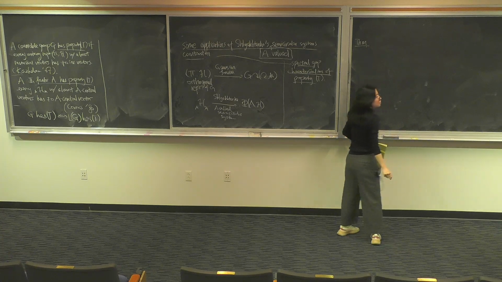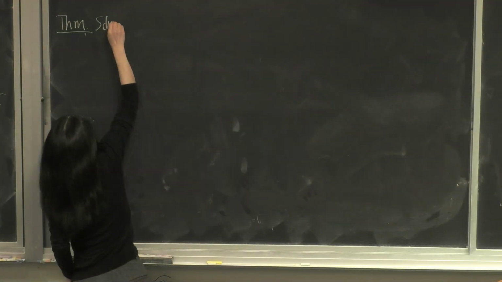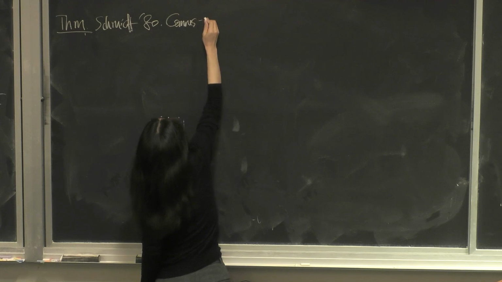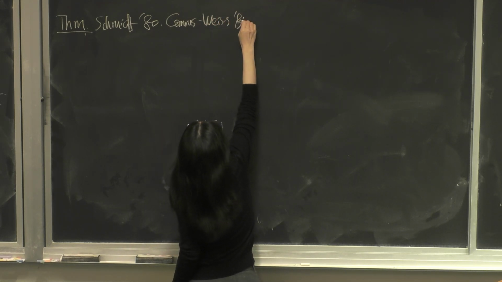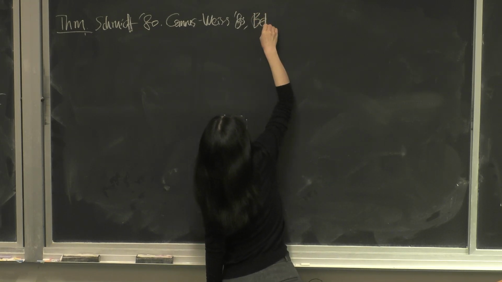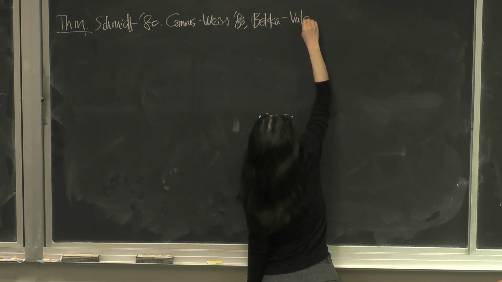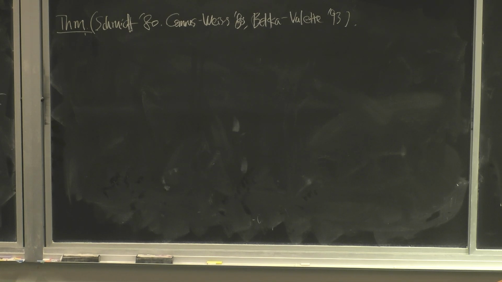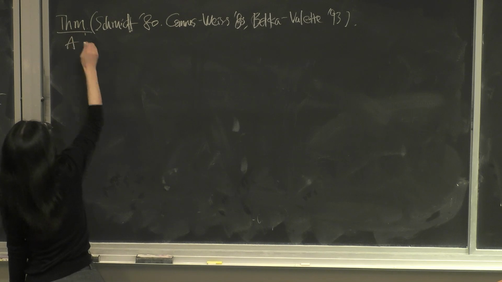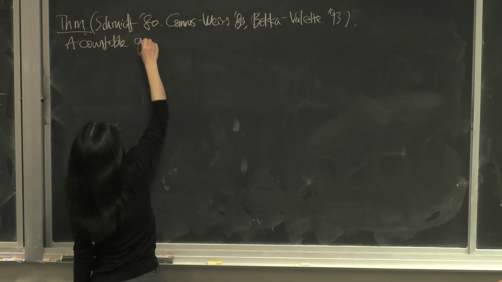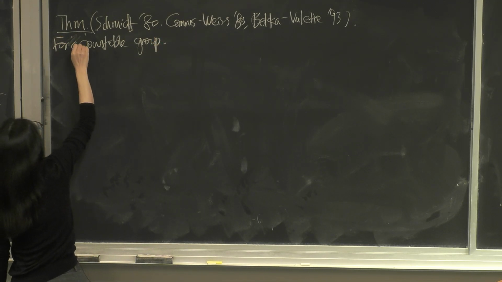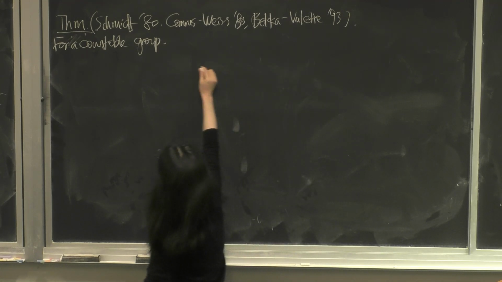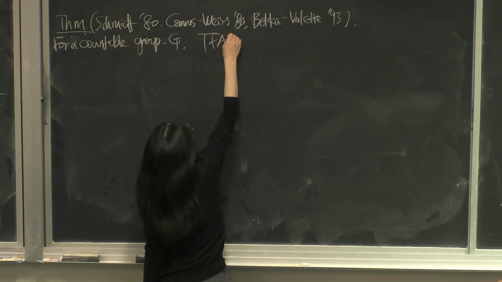So this is a result by multiple groups of people: Connes and Weiss, 1980; Schmidt; Bekka and Valette, 1993. Okay, so what does this theorem say? I'm only considering countable groups, but they actually prove it for locally compact groups. So for a countable group G, the following are equivalent.